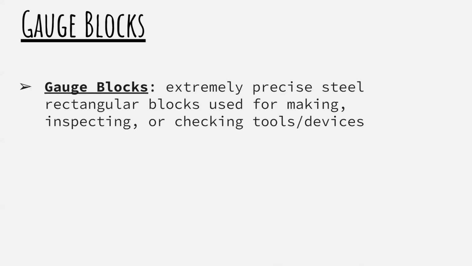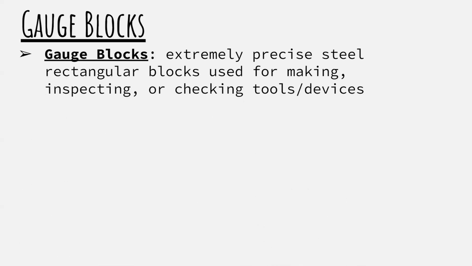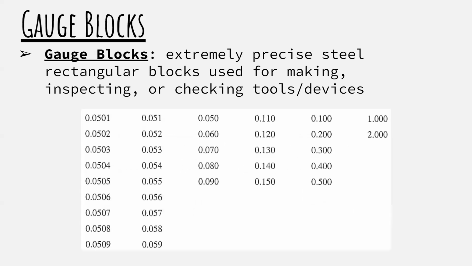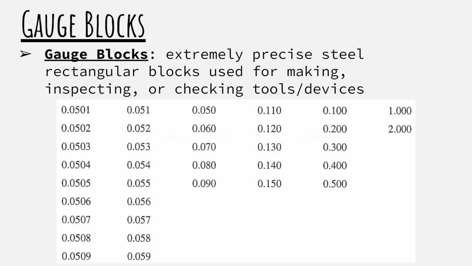All right, last up, we are looking at gauge blocks. Gauge blocks are extremely precise steel rectangular blocks that are used for making, inspecting, or checking tools and devices just to make sure that they're accurate. Here's our list. So there's a large list. We've got several columns to look at. We're going to be using these gauge blocks to determine which ones can be stacked to make a particular measurement.